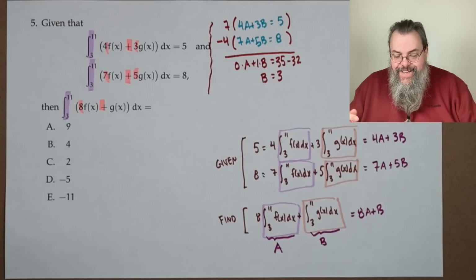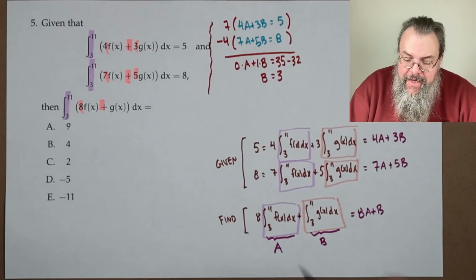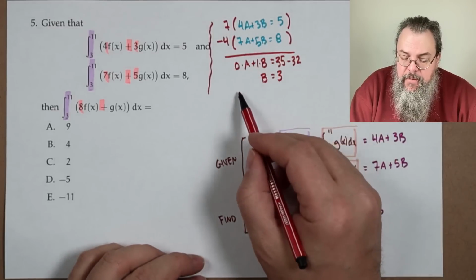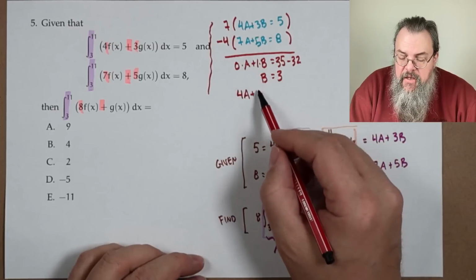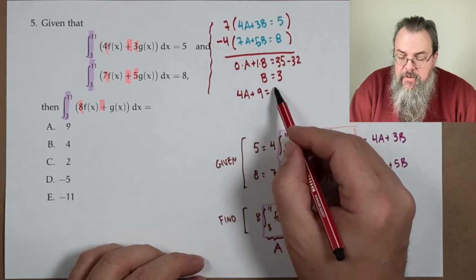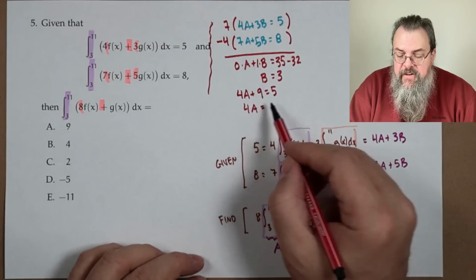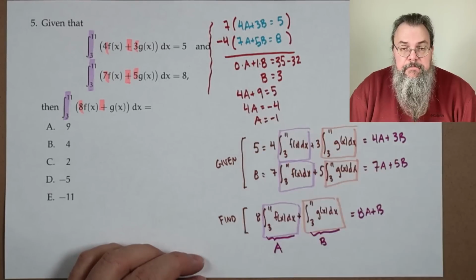We found B. Now, that's half of it. We also need A. All right. Well, no worries. Pick an equation. Doesn't matter. Let's say we pick the first one. Plug in what we know. 4A plus 3B would be 9 equals 5. 4A would equal 5 minus 9. That's negative 4. So A equals negative 1.